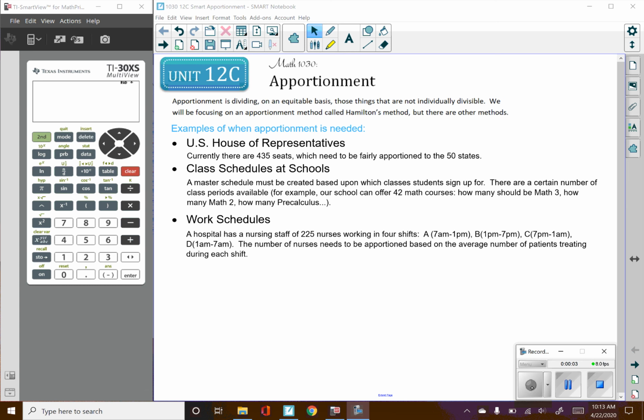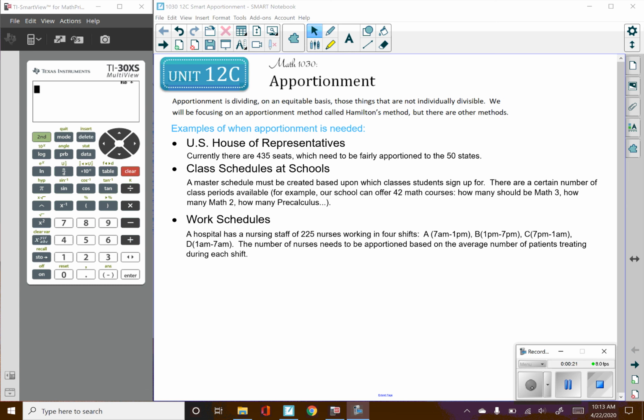Hello, Math 1030. This is our second to last lesson. It is lesson 12C, and both of the lessons from Unit 12 have to do with voting, representation, that kind of thing. So this lesson is on something called apportionment.